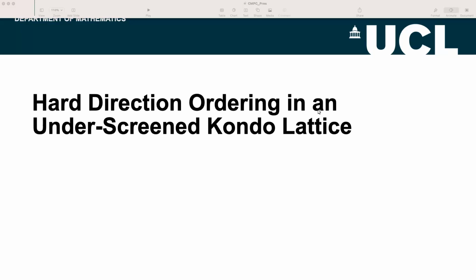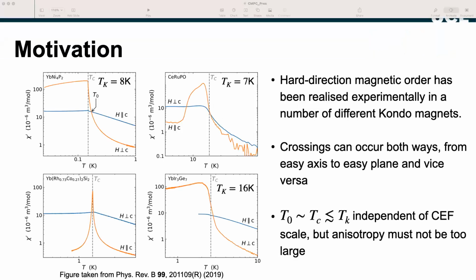I'm Ewan. I'm a first year PhD student working at UCL with Michael Quasi-Groch on Kondo systems, particularly looking at lattice ordering in Kondo systems. So these are some experimental results showing susceptibility buttons in many Kondo magnets. The main thing to notice here is that the susceptibility button is always around TK and before TC. So where the Kondo screening is strong and before the onset of magnetic order.